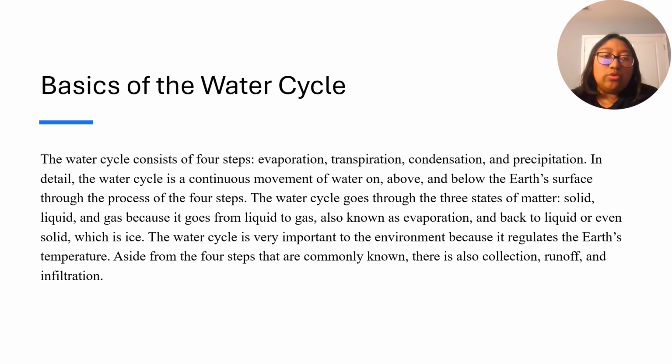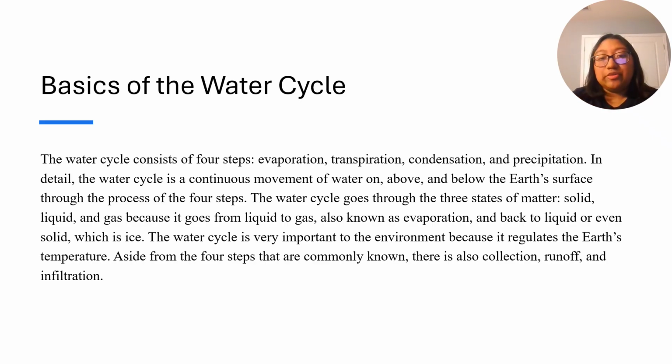Basics of the water cycle. The water cycle consists of four steps: evaporation, transpiration, condensation, and precipitation. In detail, the water cycle is a continuous movement of water on, above, and below the Earth's surface through the process of the four steps. The water cycle goes through the three states of matter: solid, liquid, and gas, because it goes from liquid to gas, also known as evaporation, and back to liquid or even solid, which is ice, equals precipitation.